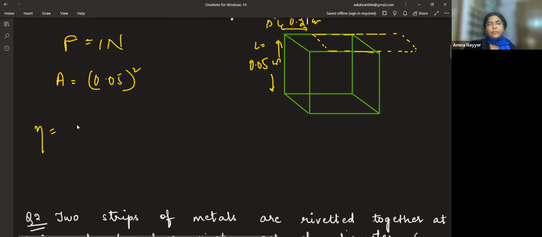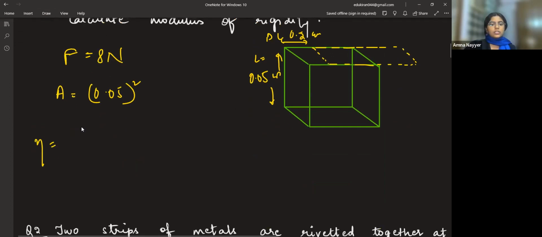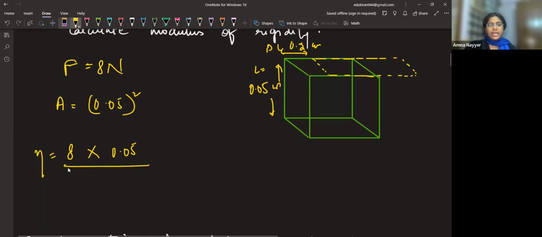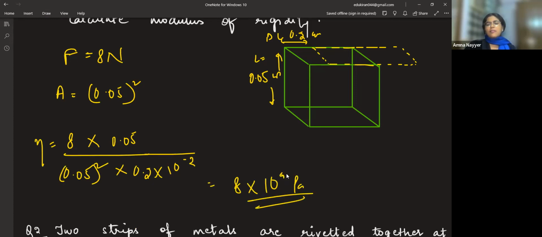Eta will be equal to F by A into L by delta L. The force is 8 Newton, this is not 1 Newton. So this will be 8 into L, divided by area, 0.05 square, into the change in length, that is 0.2 centimeter, which is 10 to the power minus 2. When you solve, you will get the answer around 8 into 10 to the power 9 pascals. You have to check this by calculation.